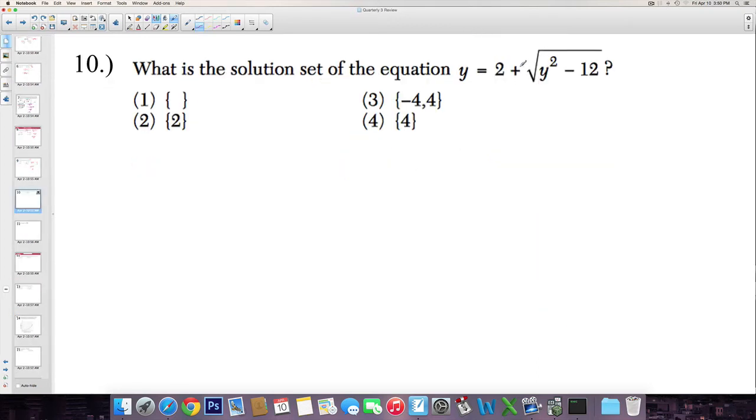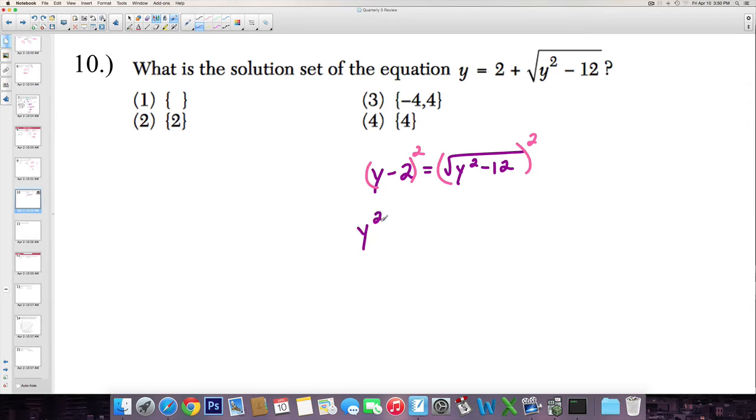The best course of action to take with this question is to isolate your radical here. So let's move the 2 over to the other side. So subtract 2 from both sides. And now we've isolated this radical. Now the inverse of square rooting something is squaring something. So if we square both sides, those inverse operations will wind up canceling each other out.